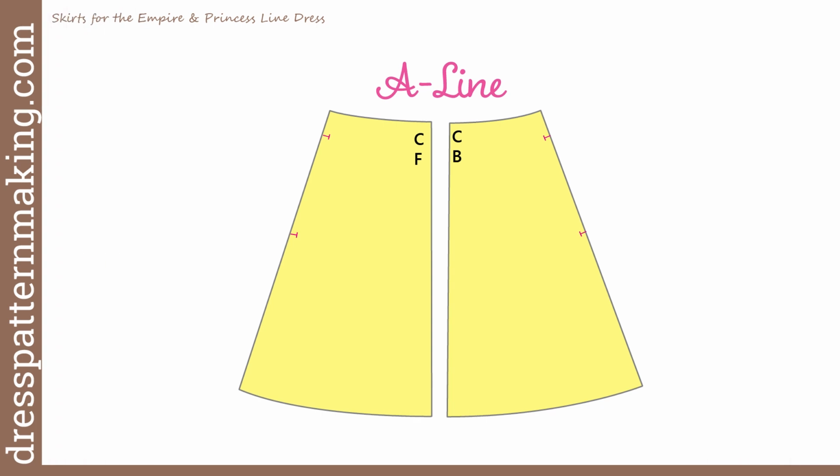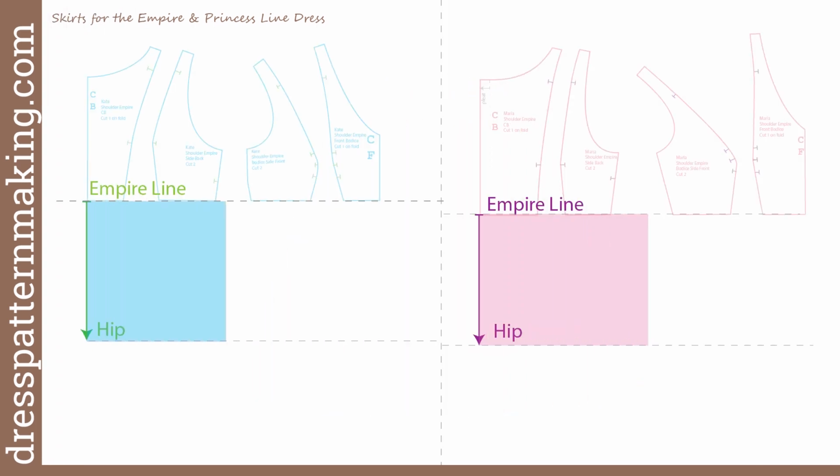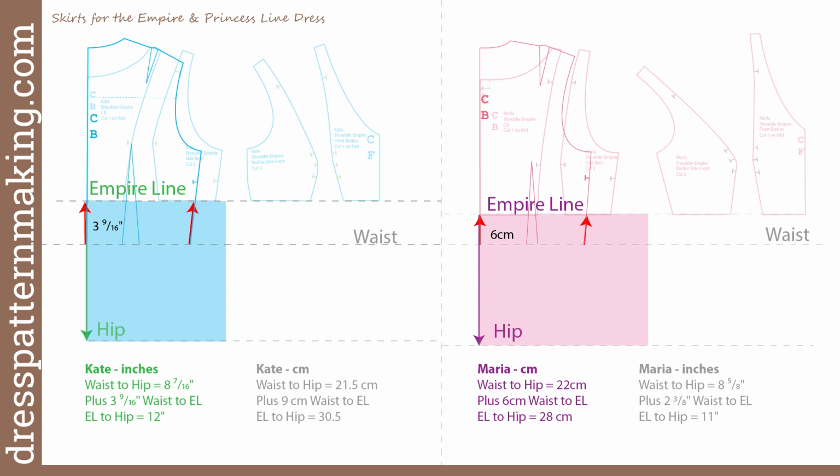You will need to draw and cut out a rectangle of paper. The height of that rectangle is the measurement, empire line to hip. That's not your waist to hip measurement, it's the empire line placement to the hip. So take your waist to hip measurement and add whatever you cut off when you drafted the empire line.